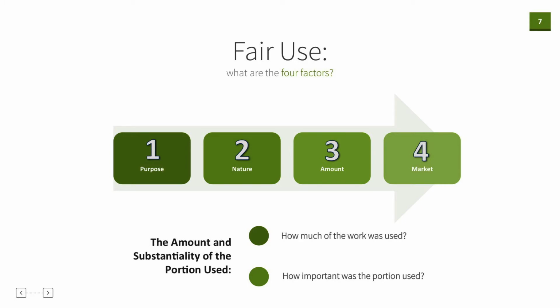The third factor is the amount and substantiality of the portion used. The court looks at how much the infringer used compared to the entire thing, and how important that piece is to the entire work. If they take the heart of the copyrighted work, or they take a substantial portion of the work, then this will weigh against the finding of fair use.